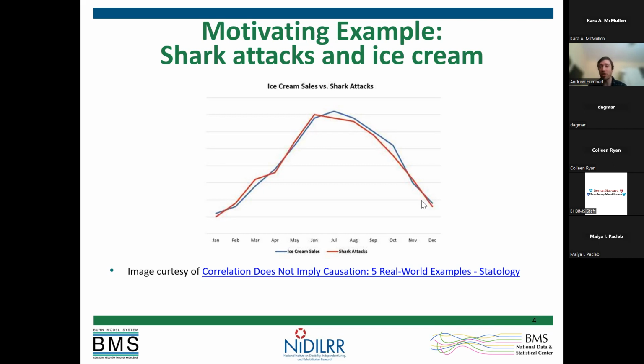And we see that these trajectories are very, very similar. The red line is shark attacks, the blue is ice cream, and starting from January up until June and July, we see a very steady increase in both ice cream sales as well as shark attacks. Once we get to June and July, and even past August, we then see that trend is reversed, and ice cream sales and shark attacks are both decreasing until we get to that low in December, January, that midwinter time period.